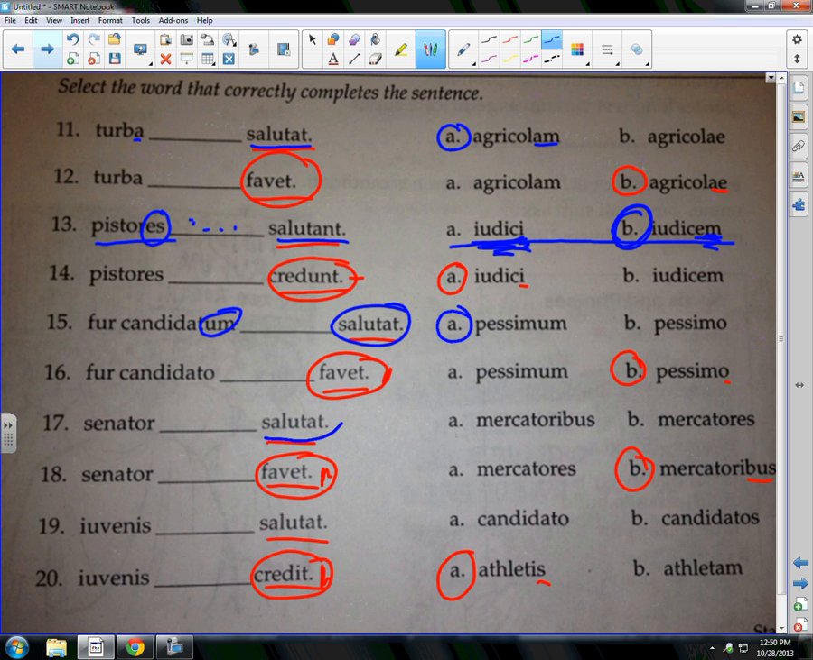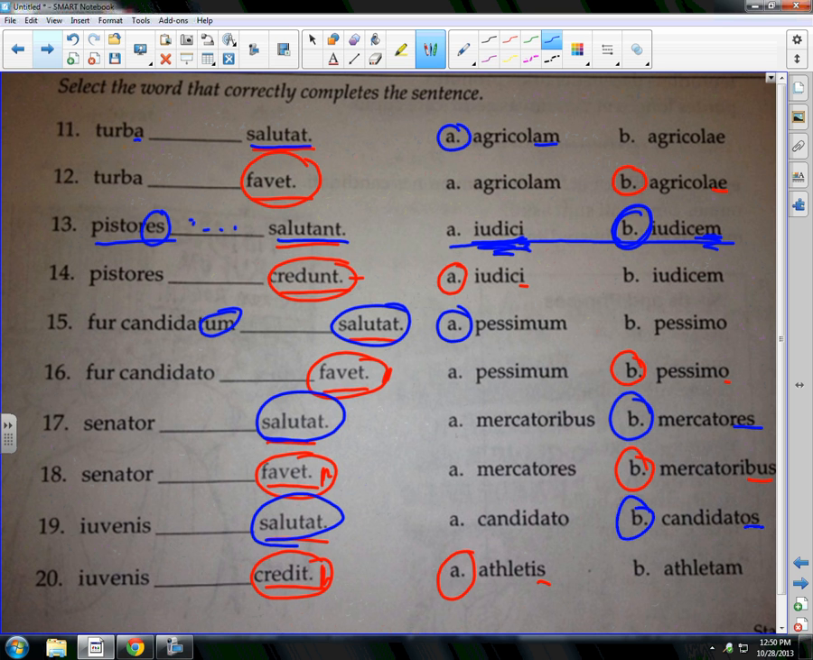Here, senator salutat. Once again, senator is greeting someone. Do you greet people in the dative or the accusative? Well, it's not one of those, fidelis or credit, so guess what? I'm going to go with the accusative ending. Same thing here. The young man greets someone in the accusative.